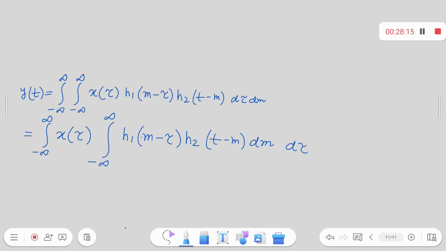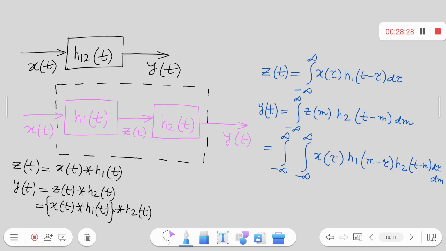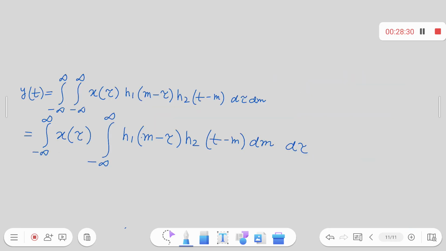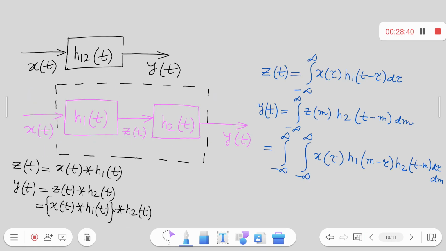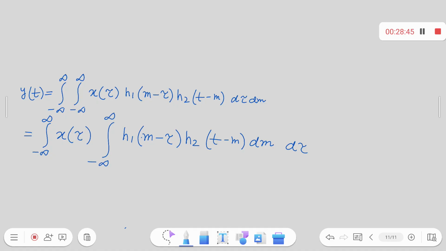h1 m minus tau h2 t minus m. What is the fault? I've just copied from the previous slide. We have x tau h1 m minus tau h2 t minus m d tau dm. Any confusion in understanding this one?